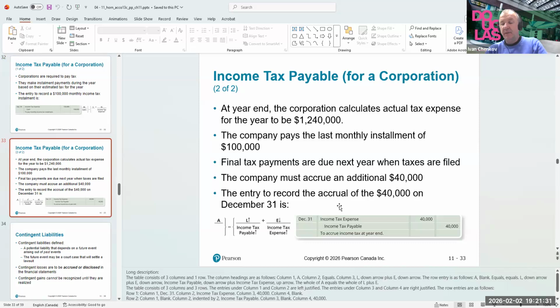Now, at the end of the year, when they calculate the taxes, it turns out that the actual taxes they have to pay are not 1.2 million, they are 1,240,000. So we have a 40,000 difference, meaning we haven't paid that amount yet. So we have to show it as income tax expense, and we're going to show it with the income tax liability, and then we're going to pay it within the period that it has to be paid.